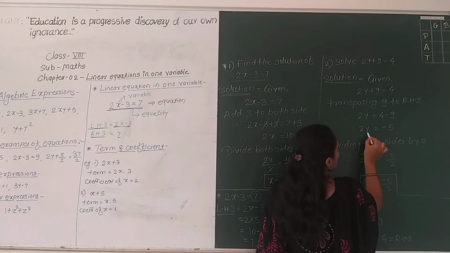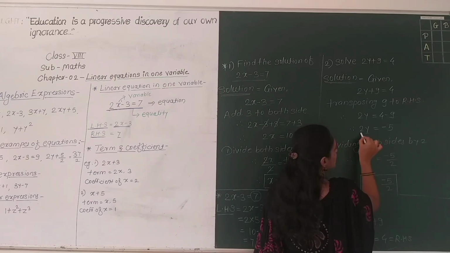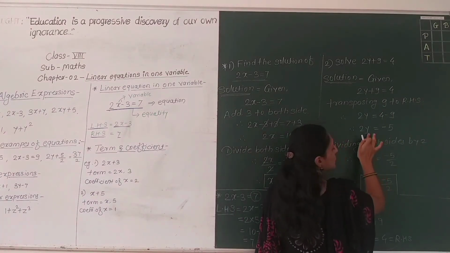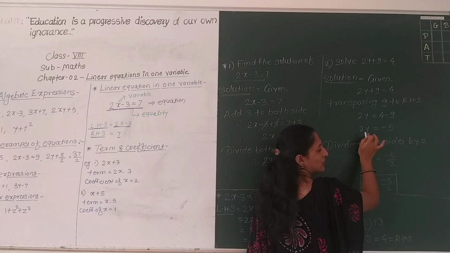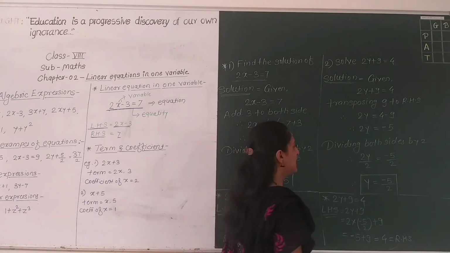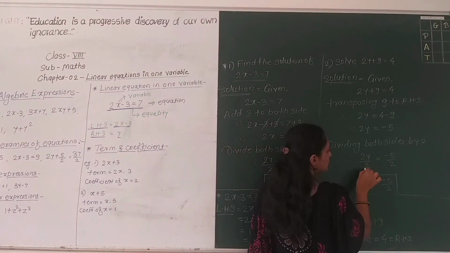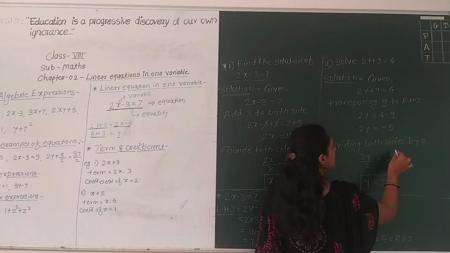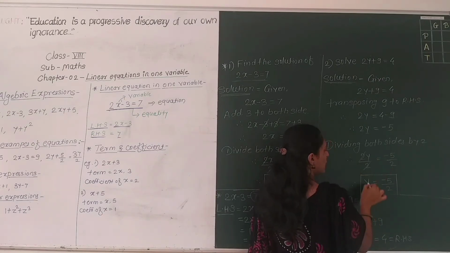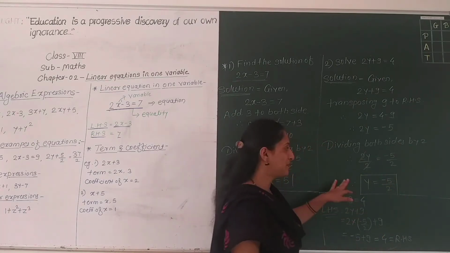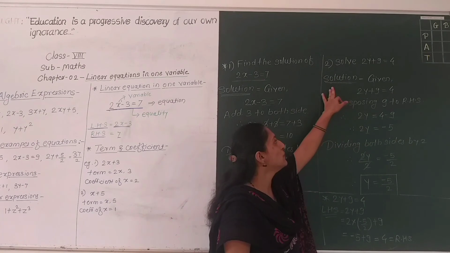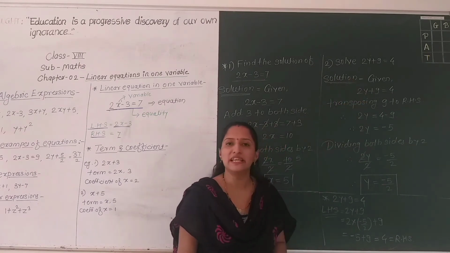Now we have to find the value of y. So we divide by 2 on both sides, since 2 is multiplied with y and we have to find only the value of y here. That means 2y divided by 2 is equal to negative 5 divided by 2. So here 2 and 2 will cancel. So the value of y is negative 5 upon 2. So y is equal to negative 5 upon 2 is the solution of this equation.